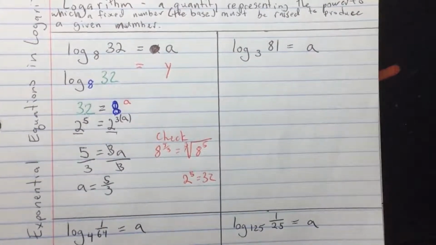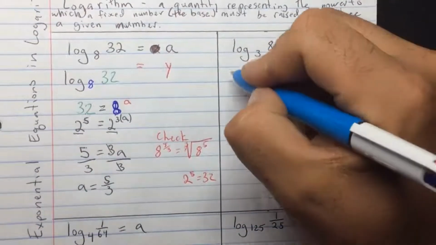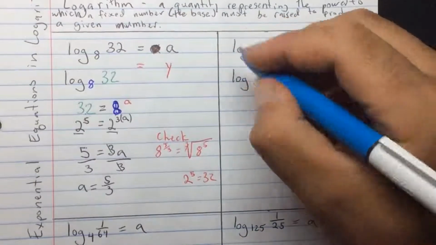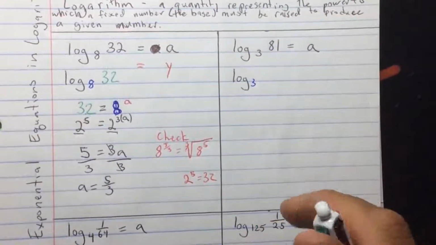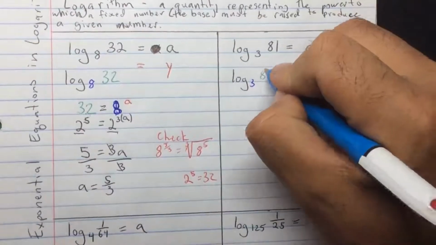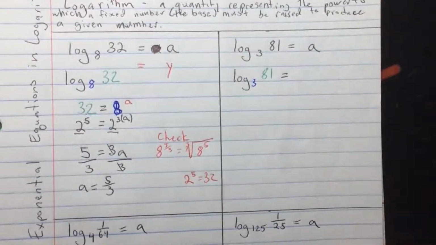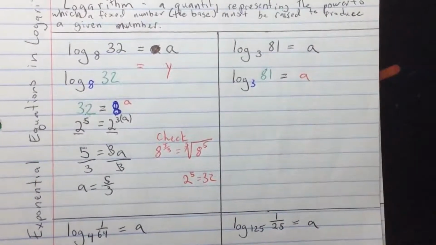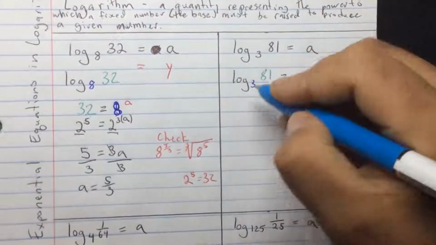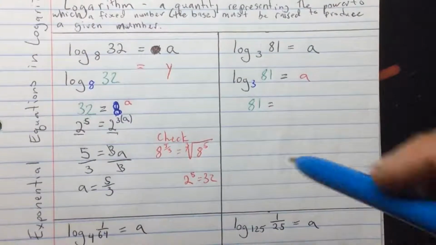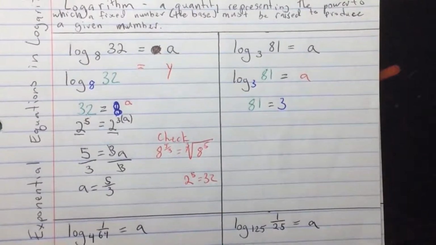Once again, I'm going to rewrite this in the color-based form. So it's going to be the log base 3, which is going to be in blue, of 81 is equal to our a, which is in red. Now we can rewrite that in the form we have. So we have our x, which is 81, is equal to our 3, which is our base, to the a power.